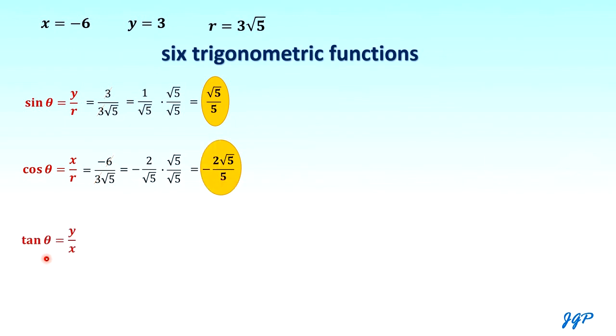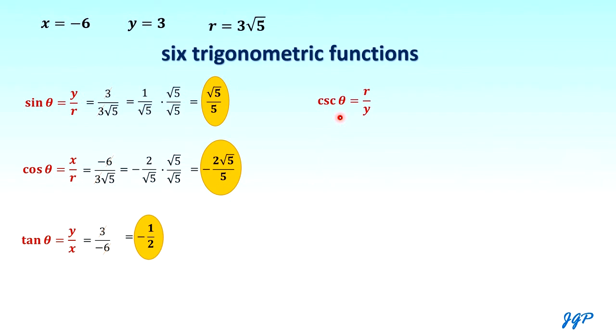For the tangent theta, that is the value of y over x. Replace this y by 3, replace x by negative 6. So here it is. So you have 3 over negative 6. You can still cancel that since these numbers are divisible by 3. This 3 becomes 1. This negative 6 becomes negative 2. So you have now negative 1/2 for tangent theta.